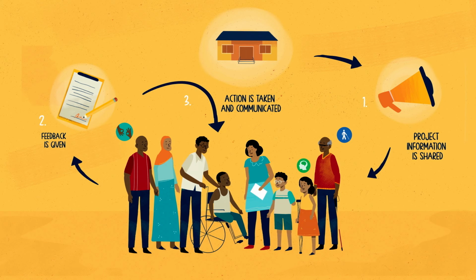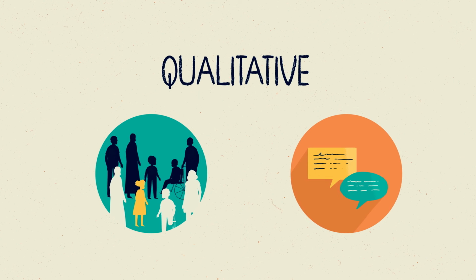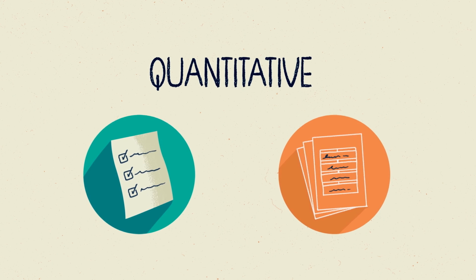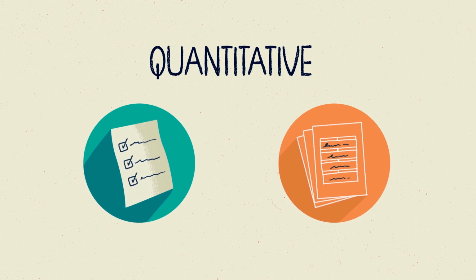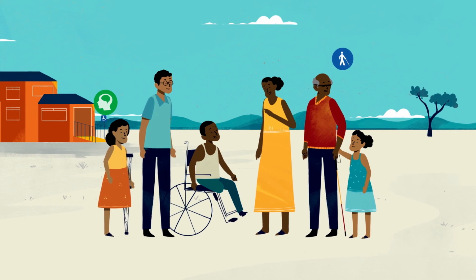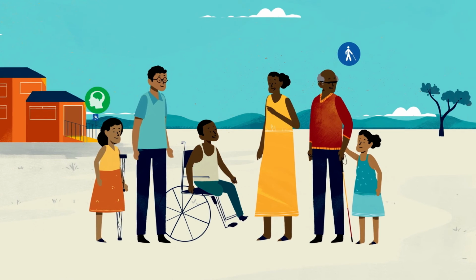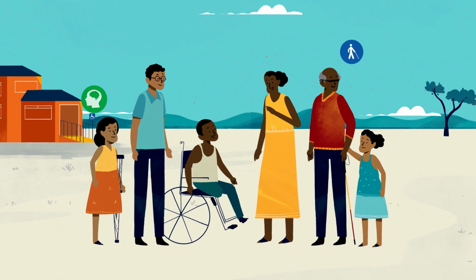The text qualitative and 2 icons, one with people and one with text boxes, appear. The text quantitative and 2 icons, one a survey and one a questionnaire, appear. Stakeholders can be engaged through qualitative methods such as interviews and focus groups, or quantitative methods with surveys, questionnaires, or even both. A group of people are in an outdoor education setting with a school building in the background. Some have disabilities, some do not. They are smiling and nodding together.